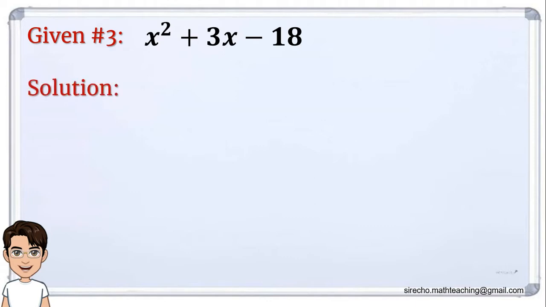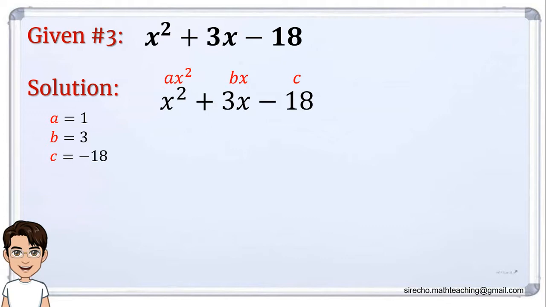So just like what we did on our first two examples in the previous video, we are going to identify the values of a, b, c in our quadratic trinomial. So the values of a, b, c here are a equals 1, so that's the leading coefficient, b is equal to 3, and c is equal to negative 18. So now let's proceed with our two binomial factors. So gawa tayo ng dalawang open-close parentheses. And then we are going to factor x squared, our first term. So that will be x times x.